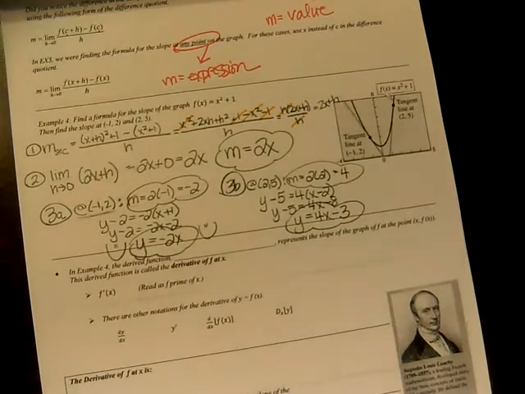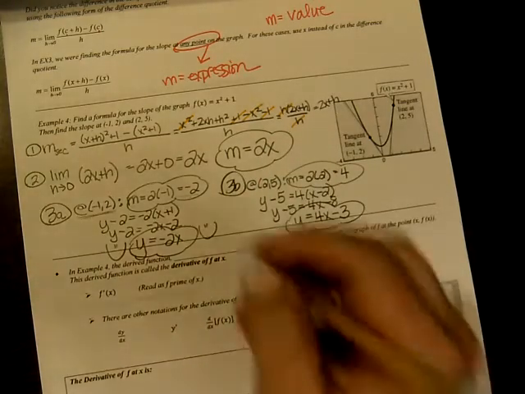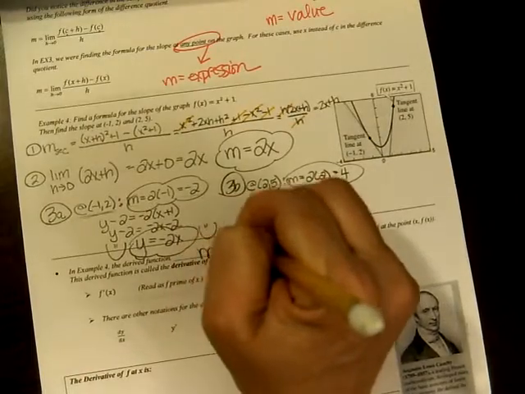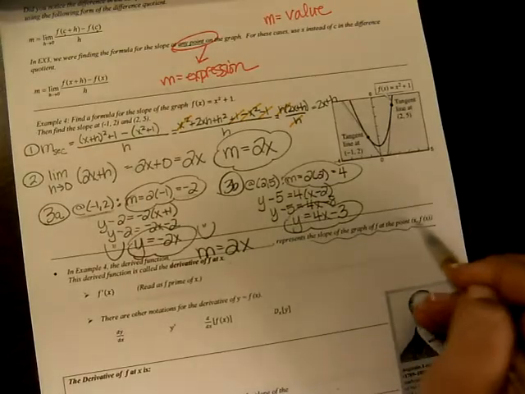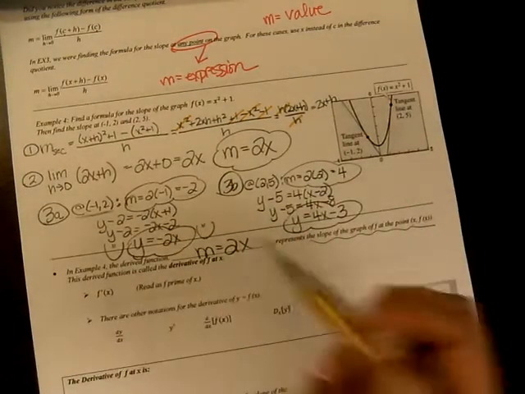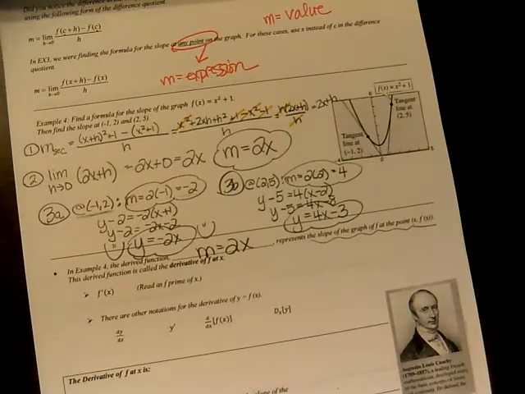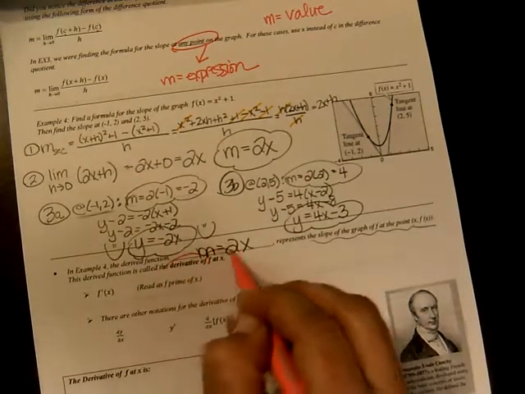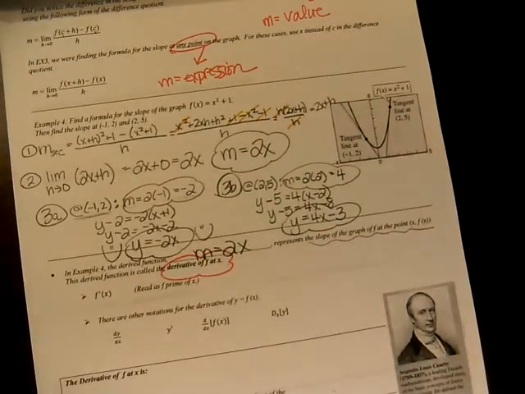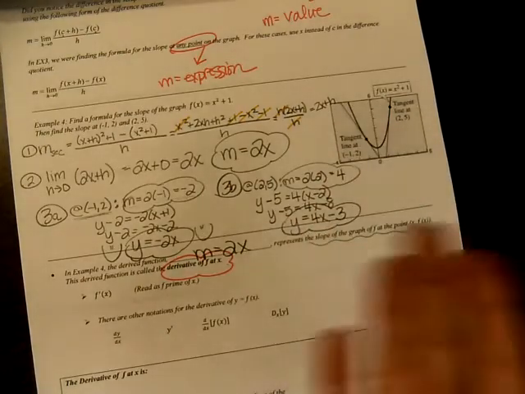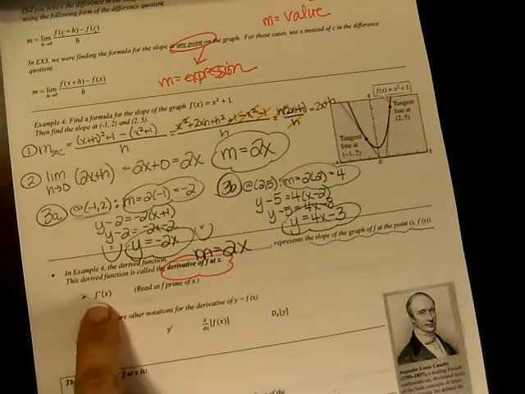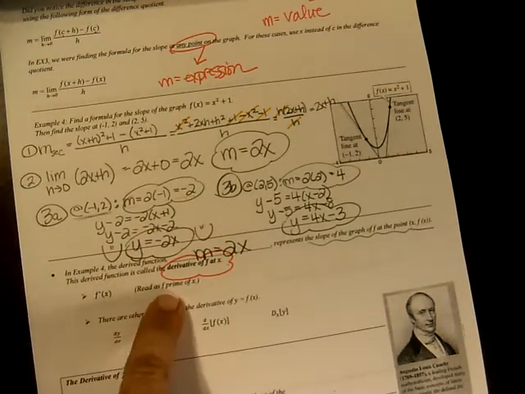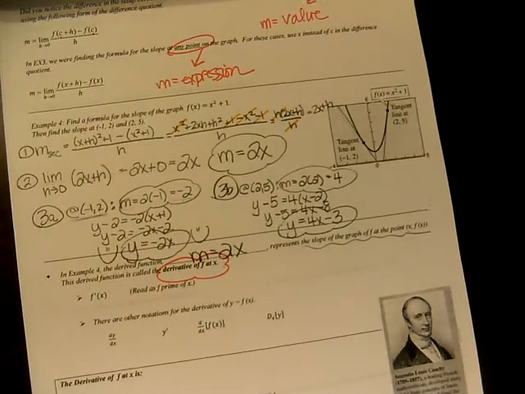So in example 4, the derived function that we got, that m equals 2x, we said that that represents the slope of the graph f at the point x, f of x. This derived function is called the derivative of f at x. That's right, we're finding derivatives, we're doing calculus, this is exciting. So what you're going to find is that we have this f prime of x, that's how that's read.